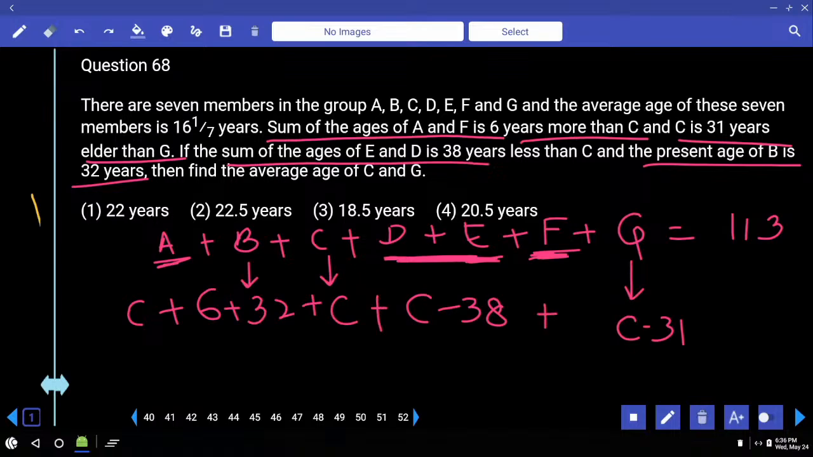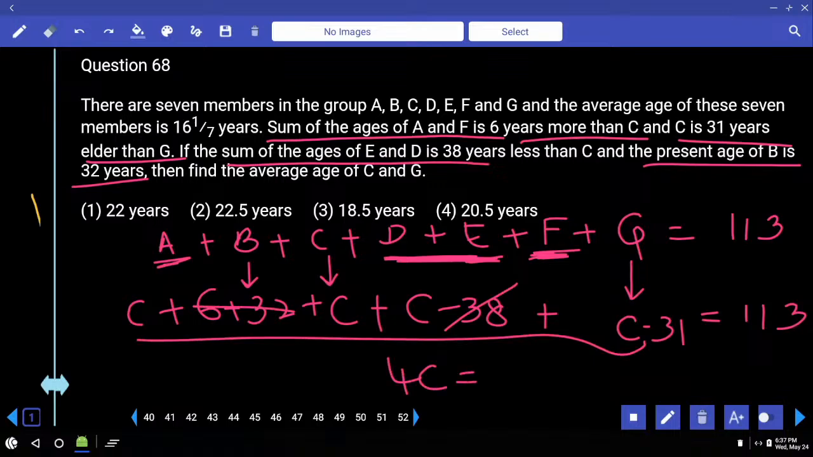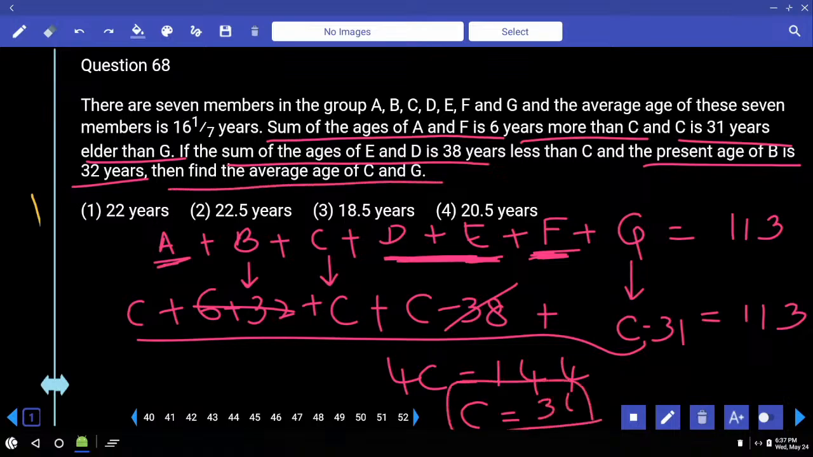It is all done, right? Nothing else is left. 113. So this 38 cancels this, 4C equal to 144. Then C is 36. C is 36. Then find the average of C and G.